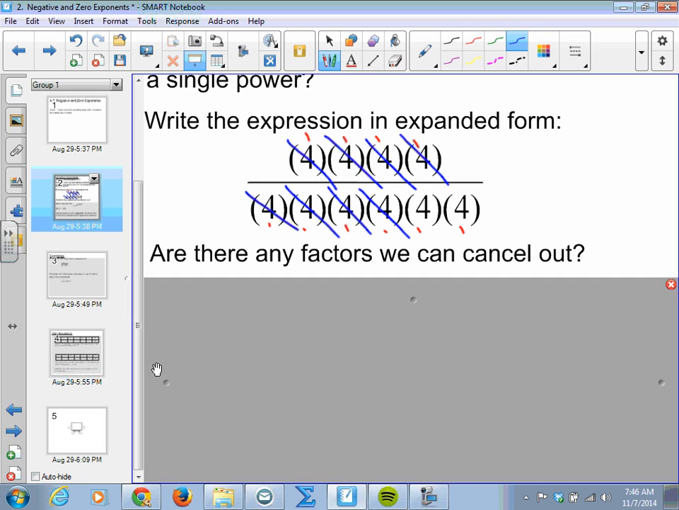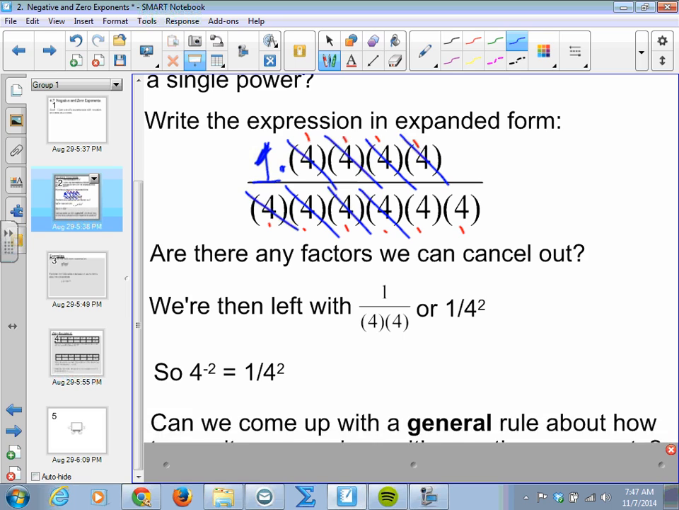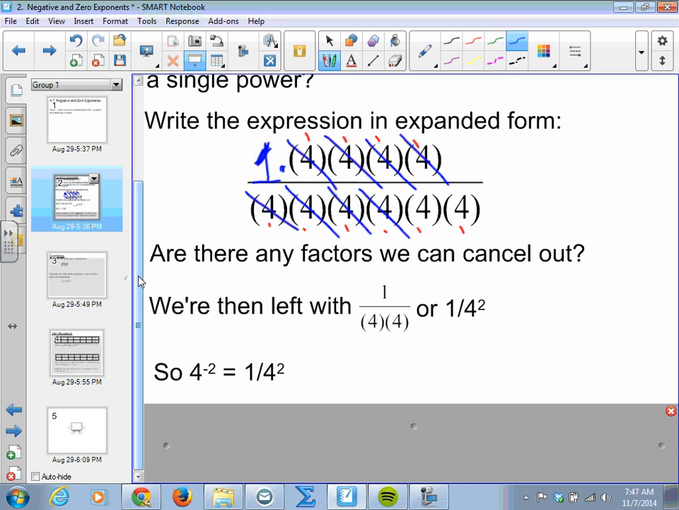Now we cancel up top. It doesn't just everything just go away. We have a 1 still there. So it's like we're doing 1, number 1, there we go, pretty badly written, times all those 4s. So we're left with 1 over 4 times 4, or 1 over 4 squared. So what we can say is that for the negative second power, which is what we left with here, we're left with 1, and 4 minus 6 is negative 2. So 4 to the negative second equals 1 over 4 squared.